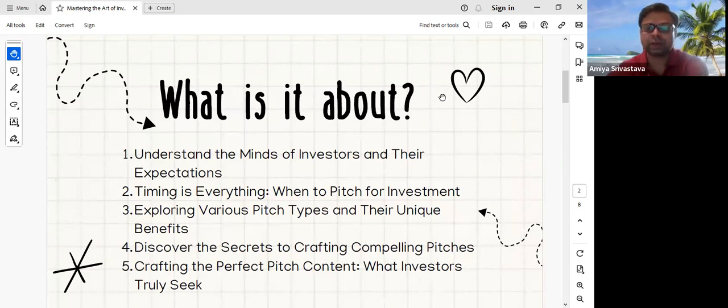And from a pitch perspective, what's important to understand is timing. That's very, very important. So you can't go ahead and pitch at any stage. You have to be ready. You have to understand certain variables that are prevalent in the market, and then you have to prepare for a pitch. There are different kinds of pitches. We will talk about them. And we will talk about how to draft a compelling pitch. At the same time, we will talk about the different contents that we should put inside the pitch and how it plays in the mind of an investor.